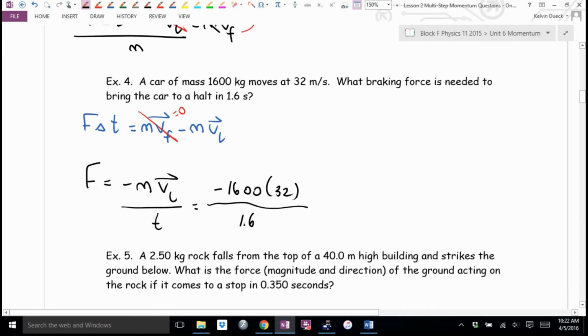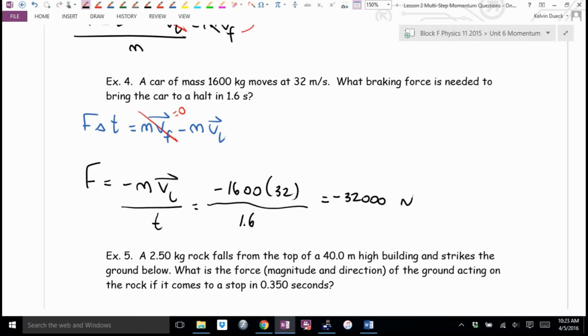What's the negative here telling me? The force is in the opposite direction that the car is traveling, which makes sense. To slow down, you better have a force backwards. Oh, you know what? I can do this in my head, I think. The 1.6 and the 16 will cancel. Negative 32,000 newtons. And I would argue that's probably a little quicker than trying to draw everything in a free body diagram.